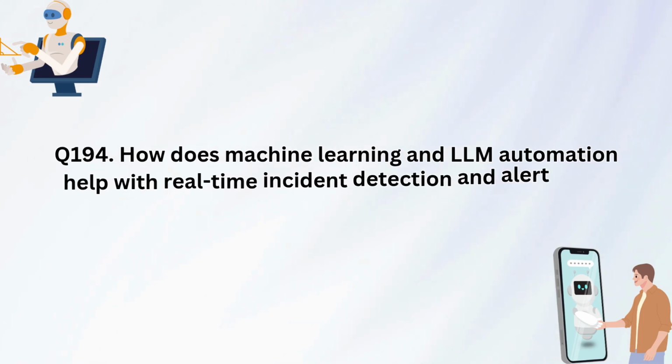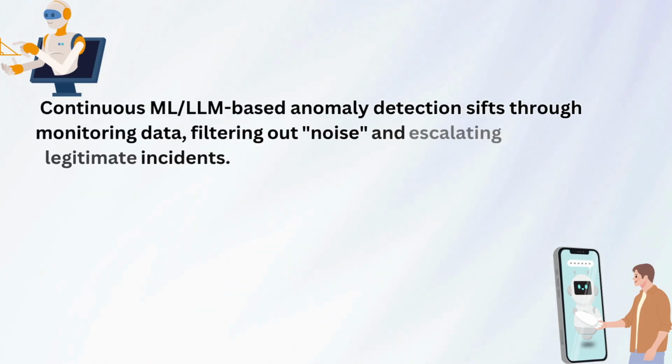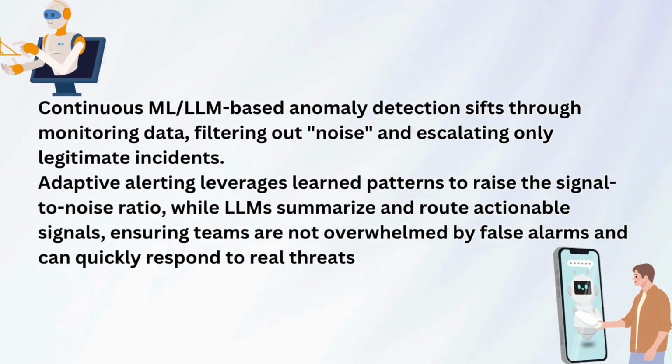How does machine learning and LLM automation help with real-time incident detection and alert noise reduction? Continuous ML or LLM-based anomaly detection sifts through monitoring data, filtering out noise, and escalating only legitimate incidents. Adaptive alerting leverages learned patterns to raise the signal-to-noise ratio, while LLMs summarize and route actionable signals, ensuring teams are not overwhelmed by false alarms and can quickly respond to real threats.